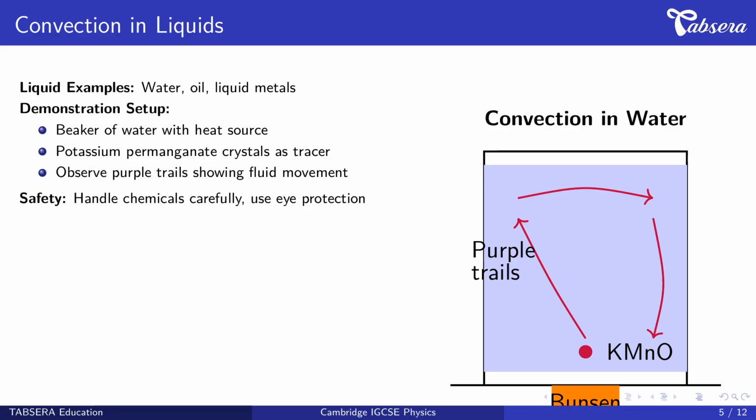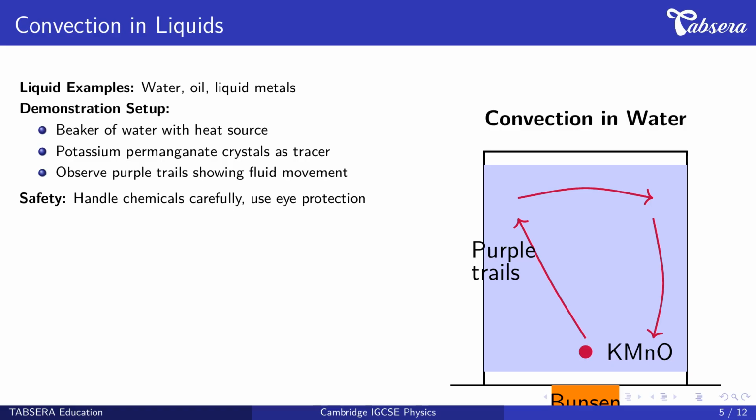Now we examine convection in liquids. This follows Cambridge IGCSE practical requirements. Liquid examples include water, cooking oil, and liquid metals like mercury. The demonstration setup uses a beaker of water with a heat source underneath. We add potassium permanganate crystals as a tracer. These dissolve to create purple colouring that shows fluid movement. We observe purple trails that reveal the convection current pattern.